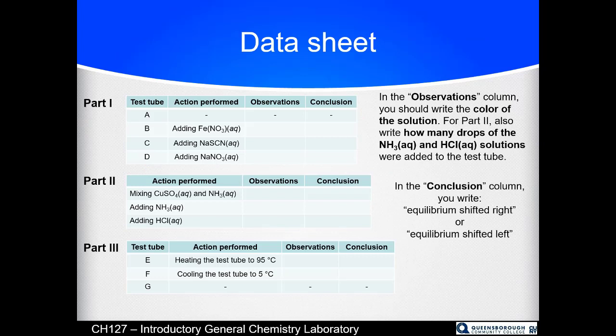On your data sheet, in your observation column, you're going to write down the color of the solution in each case. In part 2, you can note how much acid or base you add, just so that you have kind of a record of it. They're the same concentration, so if you add equal number of drops, you should have added equal amounts of acid or base. And in your conclusion column, which I guess we could really say is a result column rather than a conclusion column, you can say which way the reaction shifted, left or right.